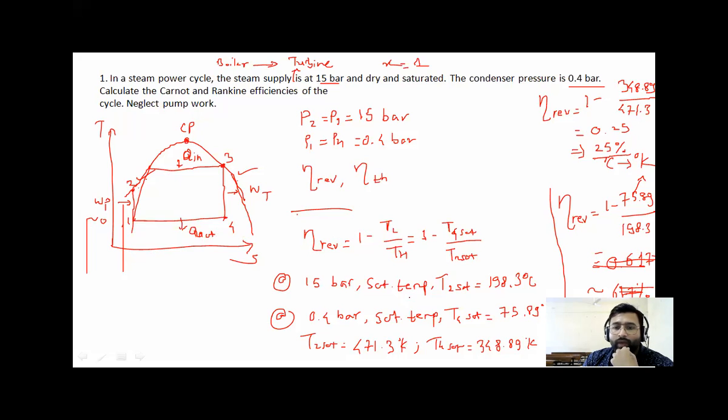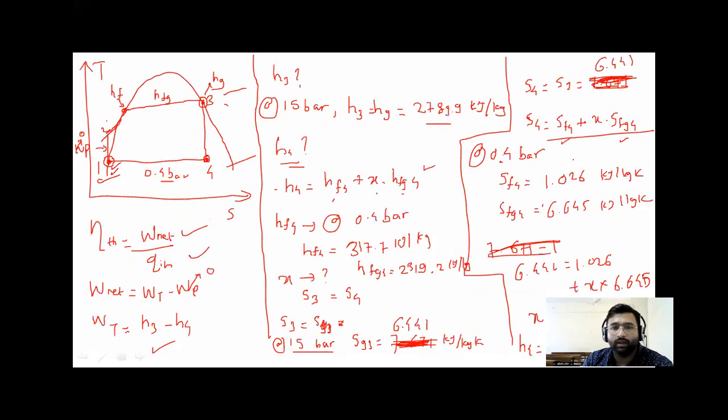So at 15 bar, we have calculated the saturation temperature, that is 198.3 converted into Kelvin. At 0.4 bar, we calculate the saturation temperature, that is 75.89 converted into Kelvin. And we calculated the Carnot efficiency, that is 25%. That is simple. But calculation of Rankine efficiency is somewhat difficult because its formula is net work divided by Q in. In order to calculate a net work, you have to calculate turbine work minus pump work. And in order to calculate Q in, you have to take H3 minus H2.